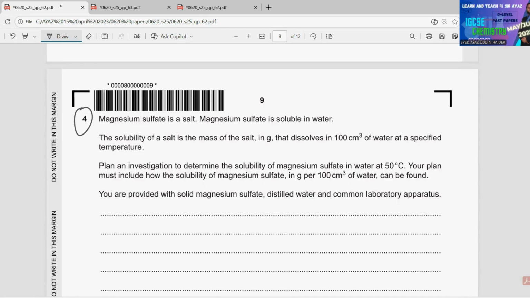Plan an investigation to determine the solubility of magnesium sulfate in water at 50 degrees centigrade. Your plan must include how the solubility of magnesium sulfate in gram per 100 centimeter cube of water can be found. You are provided with solid magnesium sulfate, distilled water, and common laboratory apparatus. That's here.